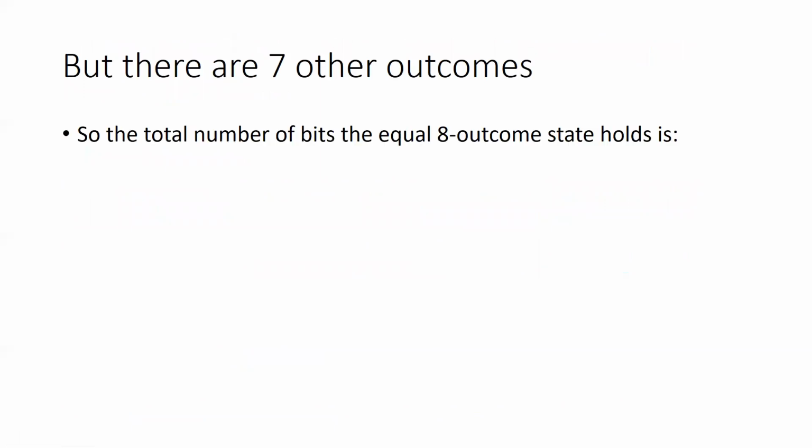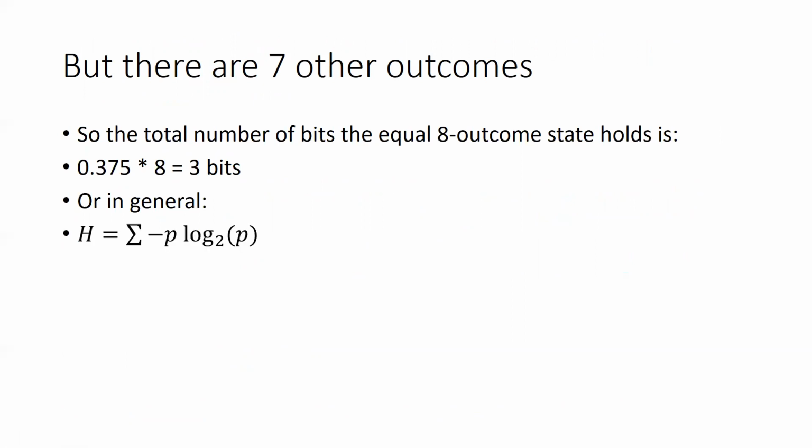But obviously, there are 7 other outcomes. So the total number of bits the equal 8 outcome system or state holds is obviously 0.375 times 8, which rebuilds us back to our 3 bits. And this allows us to rewrite our equation in a certain way, which is the Shannon entropy. So this is the total information in a state, or the Shannon entropy, H, is equal to the sum of minus P probability multiplied by log 2 of P.